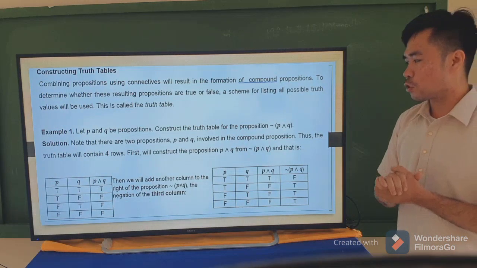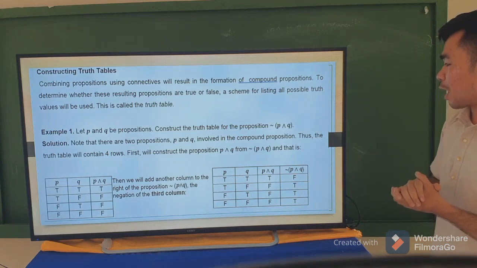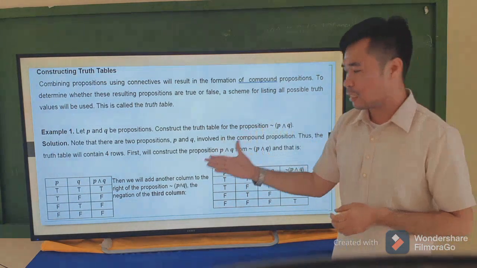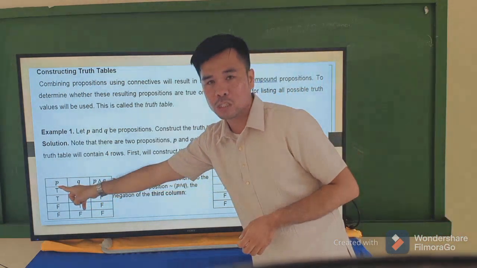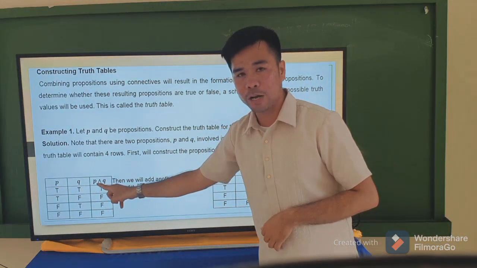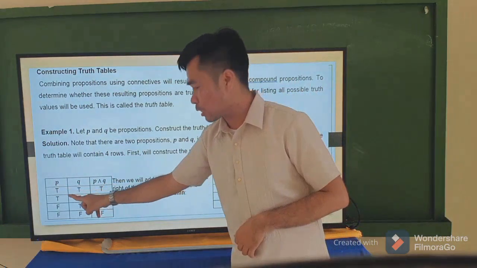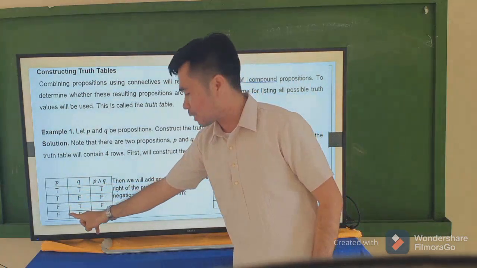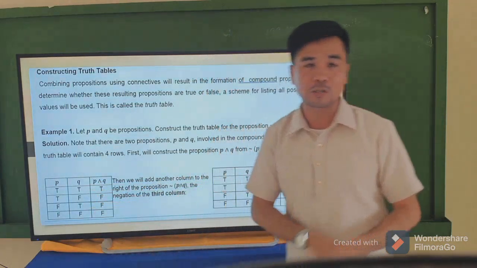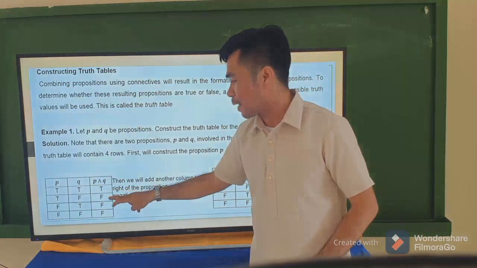First, we will construct the proposition P and Q from not P and Q, and that is our first table, which is this one. We have the propositions P and Q, and we need to get the value or the answer for P and Q. Now, for our proposition P, the given values are true, true, false, and false. And for our proposition Q, they are true, false, true, false. So the 2 propositions are given.